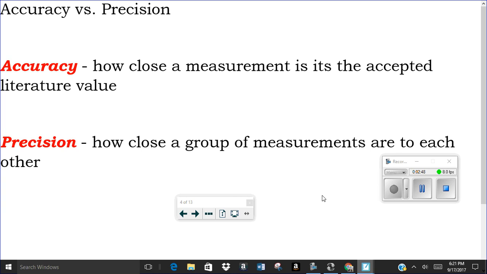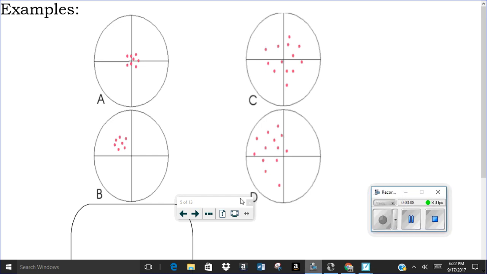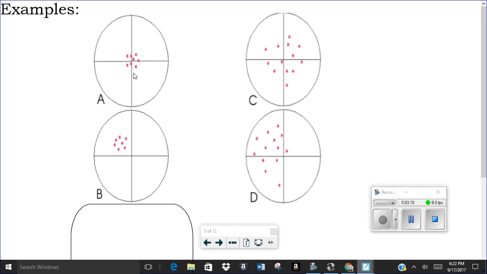So how many trials you perform during an investigation, and after each performance of the procedure, how close those measurements are to each other. That's what we define as precision. Let's look at a visual example of this. So here are 4 targets, and the center of the target, where the crosshairs are located, is where whoever was shooting these darts was aiming.